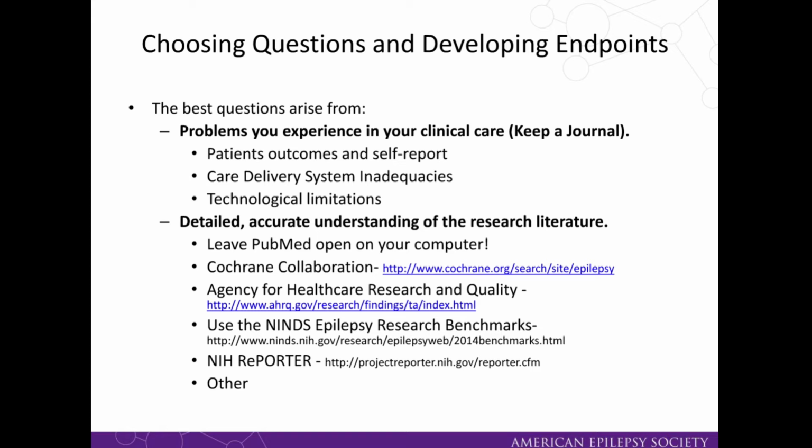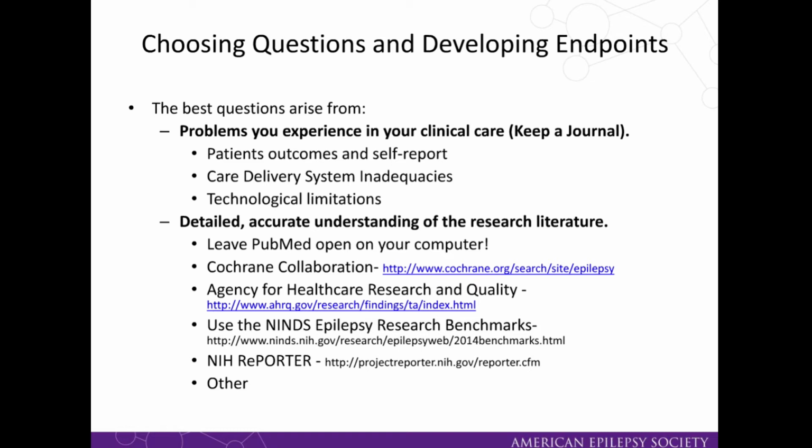Other aspects of the literature that are very supportive and helpful to us include the Cochrane collaboration. Many of you are familiar with this. The Cochrane collaboration systematically reviews randomized controlled trials of specific areas within different aspects of medicine. And so within epilepsy, there are multiple systematic reviews from within the Cochrane collaboration. So that's a place to start to look for a systematic review of a topic you're interested in.